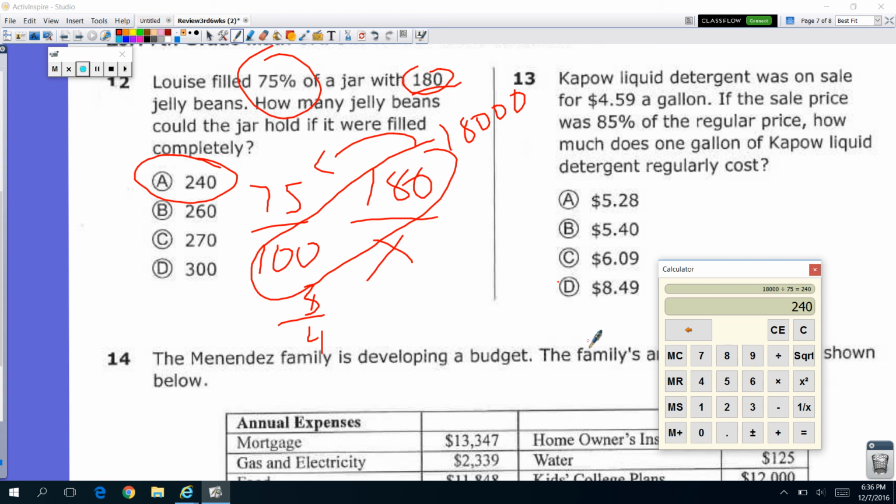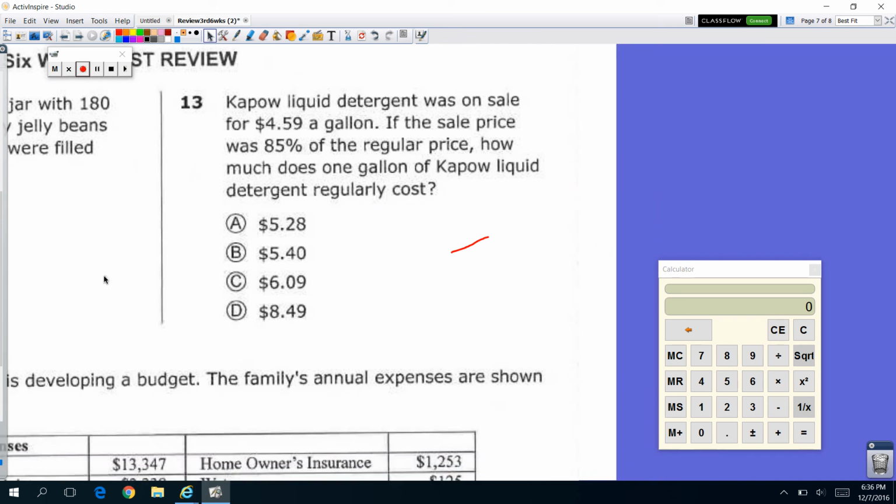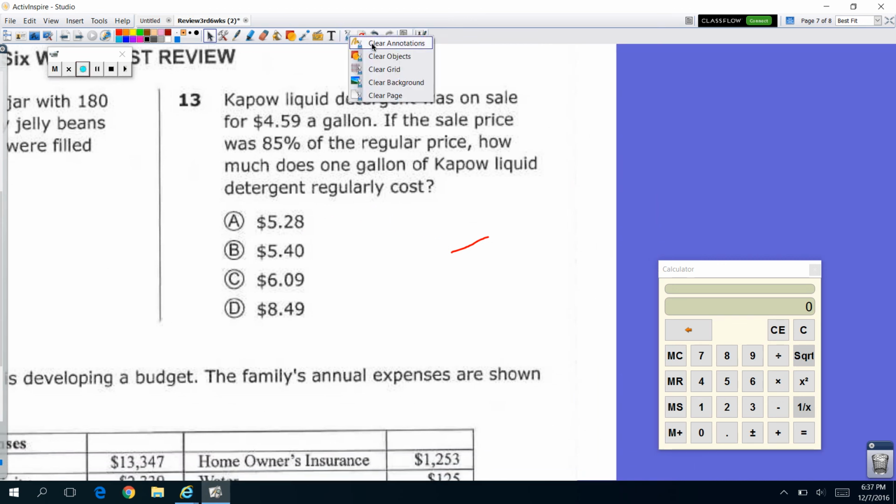Okay, but simplified. I can tell whenever I tell you guys to simplify, you go, oh yeah. You always go back and simplify, and then you realize how easy the question really is. Always simplify. Now we're gonna go to number 13. Another one the same way. It tells you that it's 85% of the regular price. So you are going to write that as a fraction, because we're trying to make proportions.